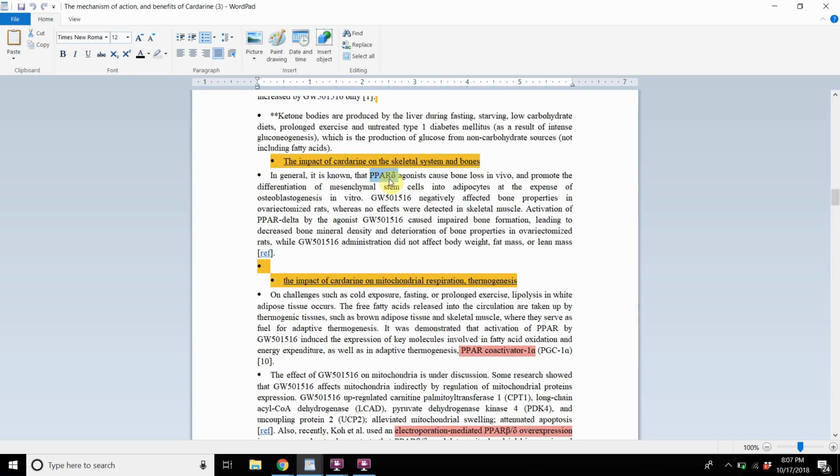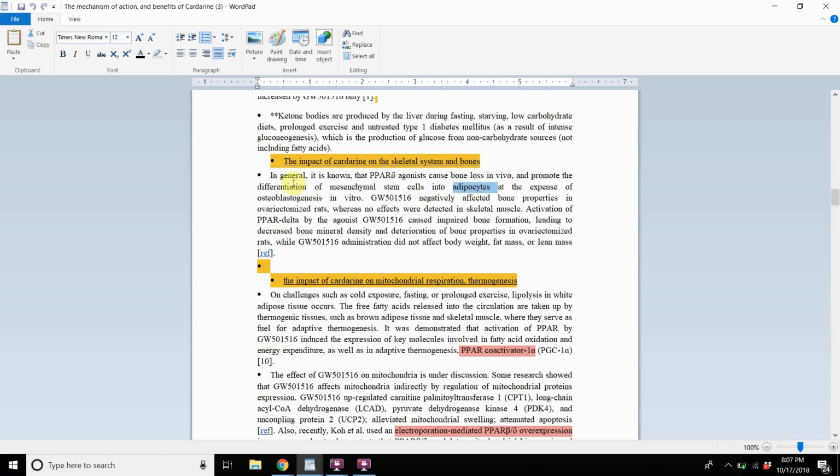And this pathway, whenever stimulated by cardarine or something other than cardarine, causes bone loss in vivo, meaning in the body, and promotes the differentiation of mesenchymal stem cells into adipocytes at the expense of osteoblastogenesis, meaning mesenchymal stem cells in the bones differentiate into adipocytes, meaning fat cells, rather than osteoblastogenesis, meaning the creation of osteoblasts. So these mesenchymal stem cells, of course, can differentiate into adipocytes or osteoblasts. And so when you activate the PPAR agonist, when you agonize the PPAR receptor, then adipose tissue or adipocytes are formed more preferentially over osteoblasts.